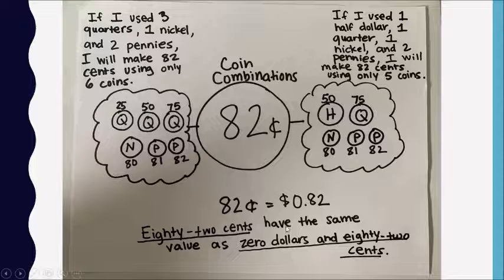On the bottom is where you will write the amount in both ways. So 82 cents is the same as $0.82. Go ahead and also write the statement in word form. 82 cents have the same value as $0.82.